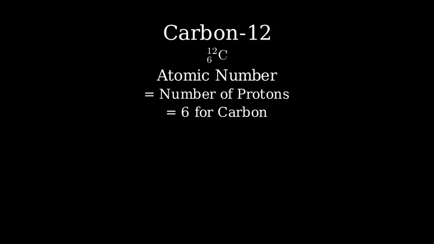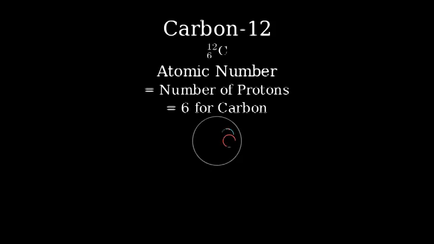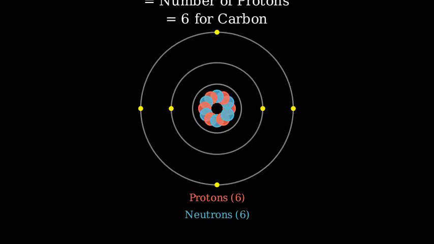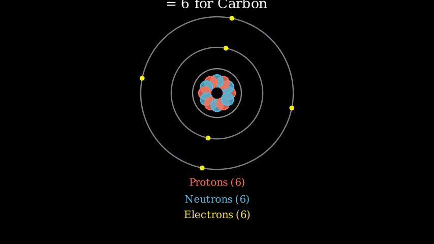Let's visualize carbon 12's atomic structure. In the nucleus, we have 6 protons shown in red and 6 neutrons shown in blue. Around the nucleus, 6 electrons orbit in 2 shells, 2 in the inner shell and 4 in the outer shell.